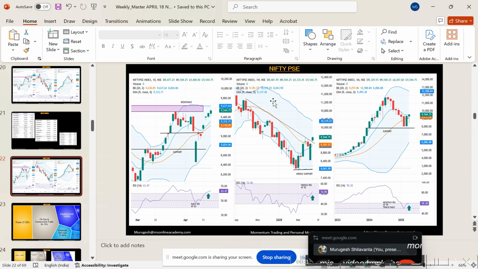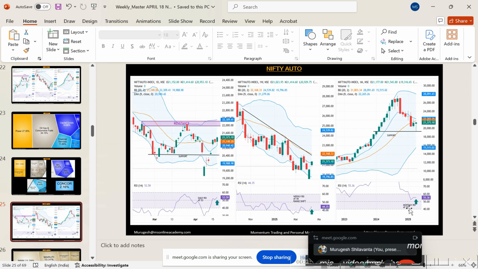PSU sector, it is a trendline breakout, value buying, but we have resistance with respect to the middle band and RSI 60 also. We have to wait and watch for this sector. Nifty Auto is taking support at 40, similar to the energy sector. If confirmed, it is making an inside outside or a W pattern in weekly. Let's see how it reacts in the coming weeks. If it is sustained here, then we can start accumulating stocks here also.